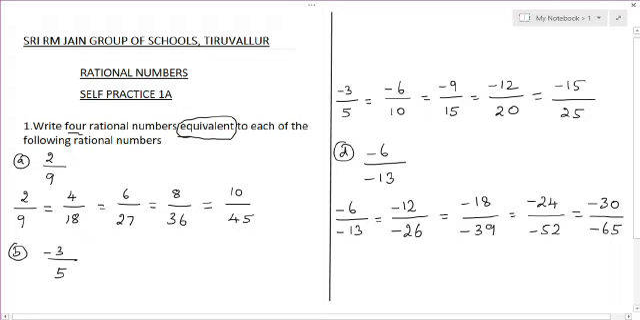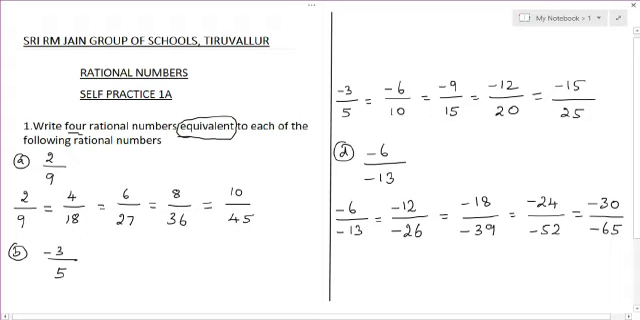Similarly, in the next sum they have given minus 3 by 5. I have multiplied it with 2, which gave minus 6 divided by 10. Then I multiplied it with 3: minus 3 into 3 is minus 9, 5 into 3 is 15. Then with 4: minus 3 into 4 is minus 12, 5 into 4 is 20. Then with 5: minus 3 into 5 is minus 15, 5 into 5 is 25.